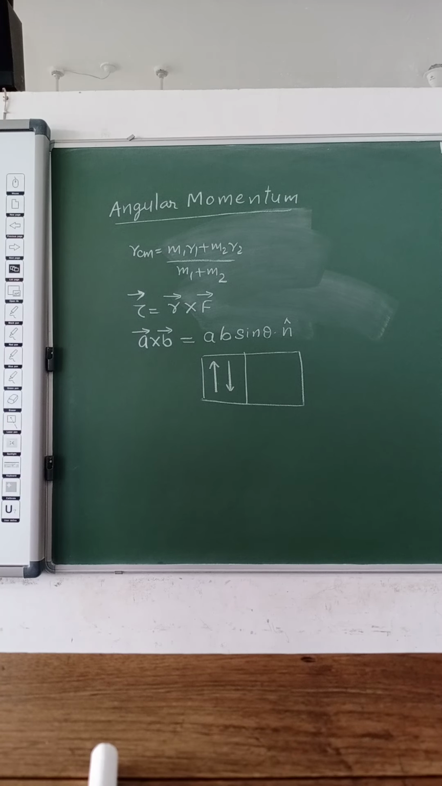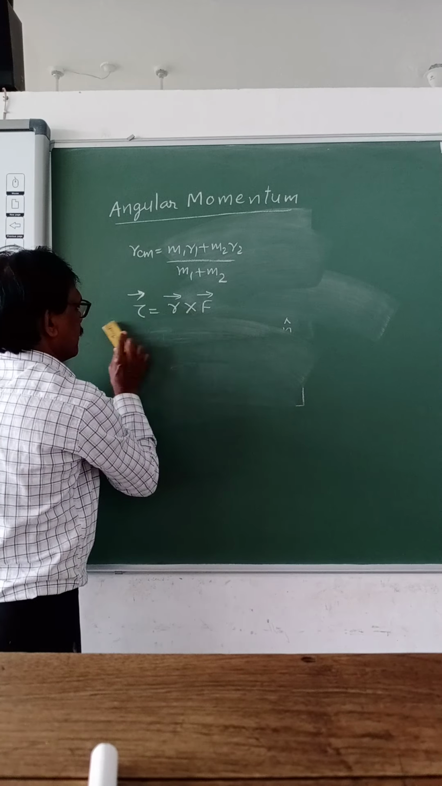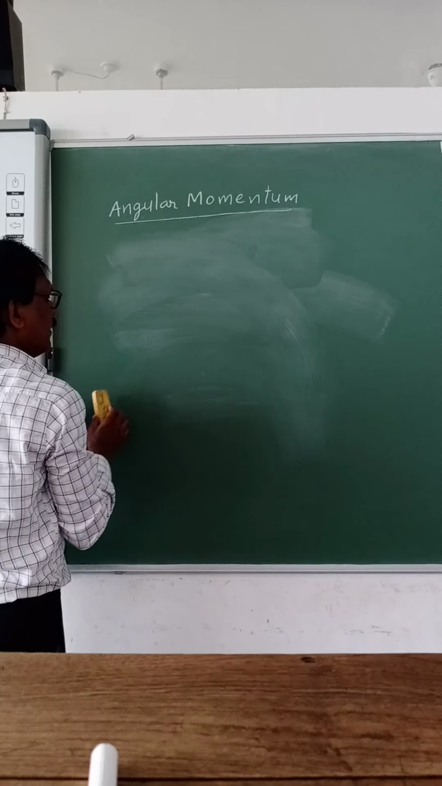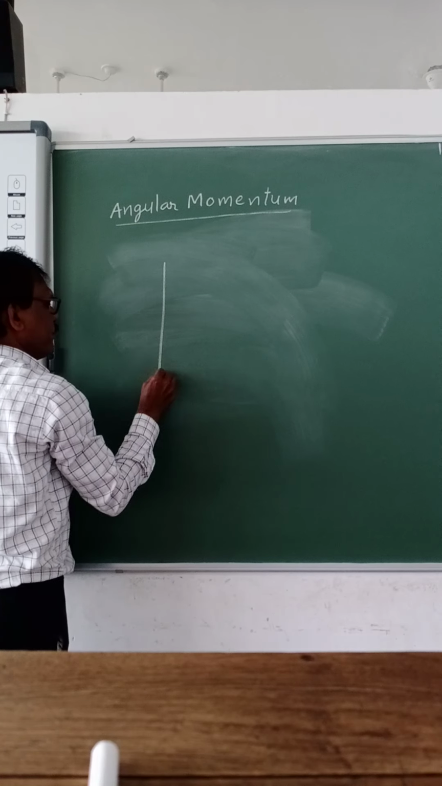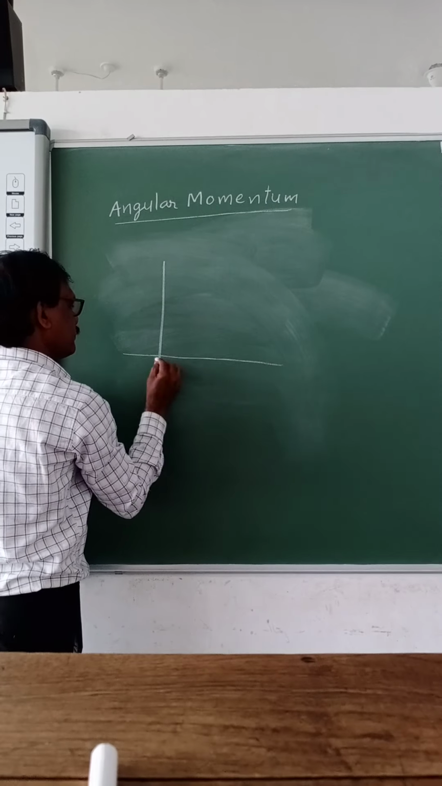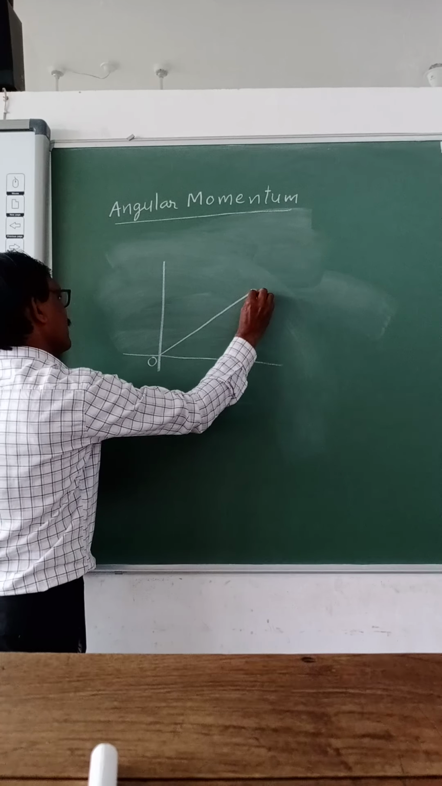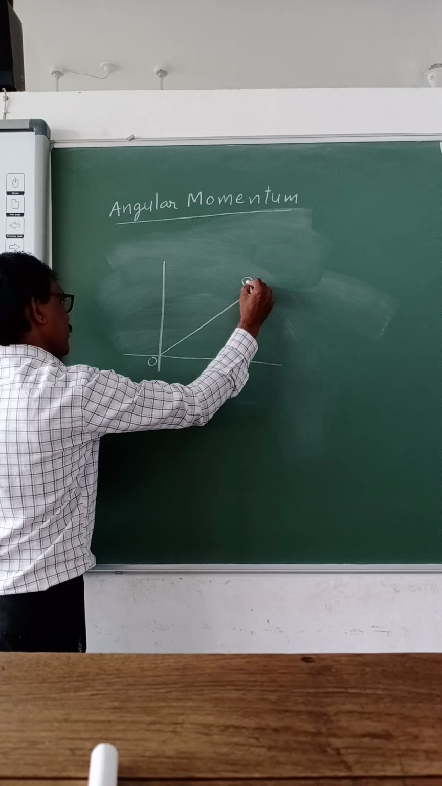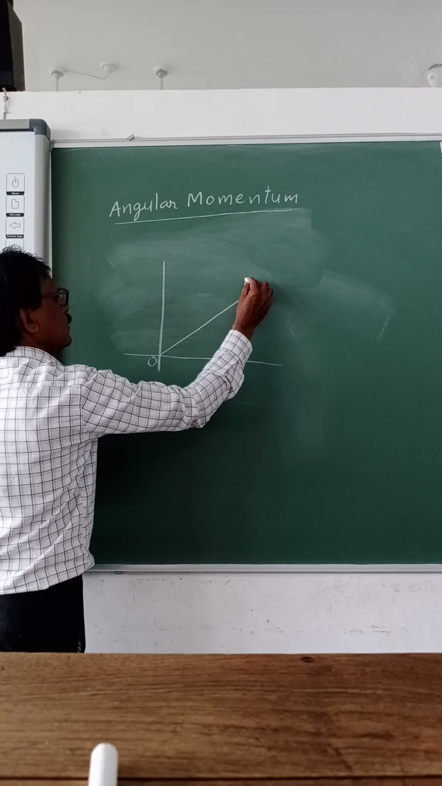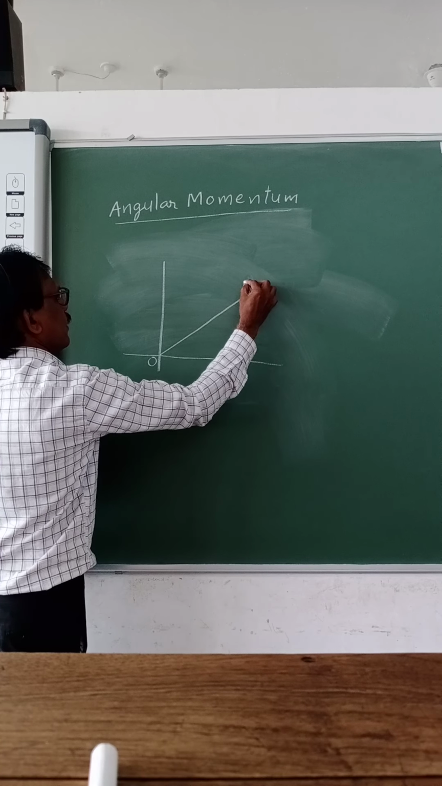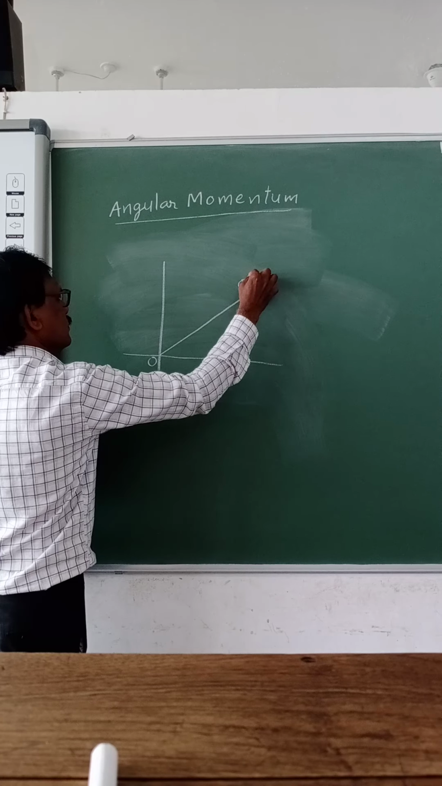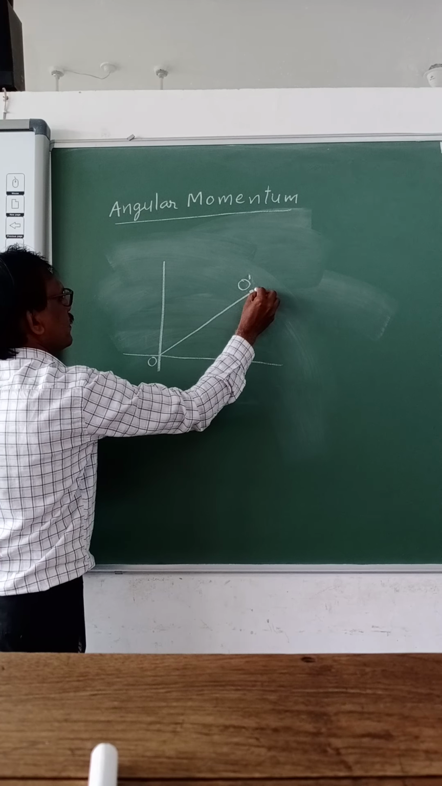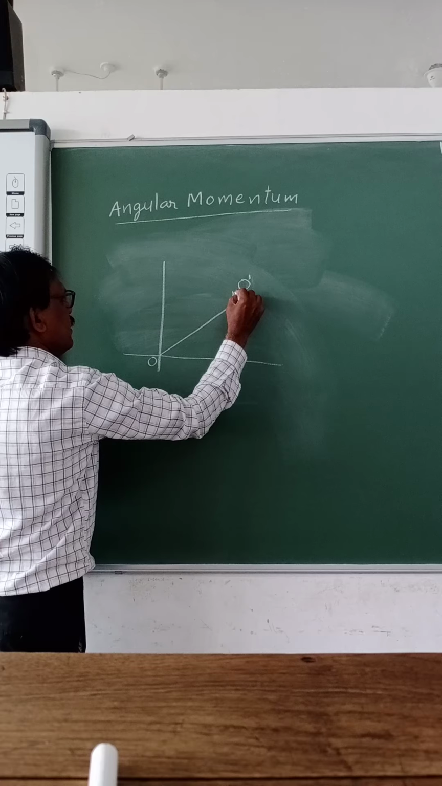But what is the angular momentum of a linear body? What is the angular momentum of Earth? That we have to see. First of all, consider one object of mass m, and that object is placed in a plane. This is one plane, and here we have one particle P. P is the position, or you can say that this point is O dash, and we have one particle of mass m placed here.